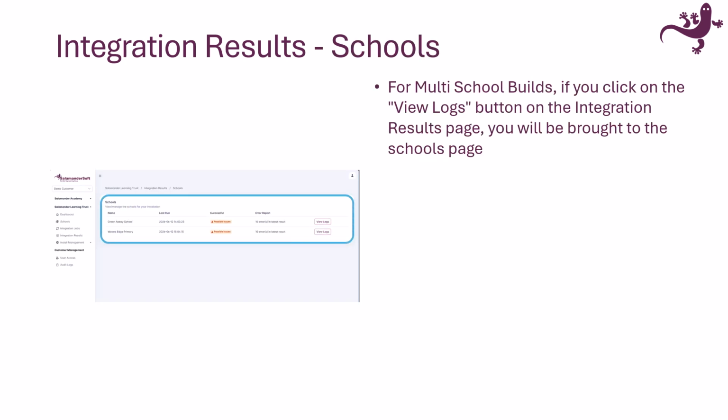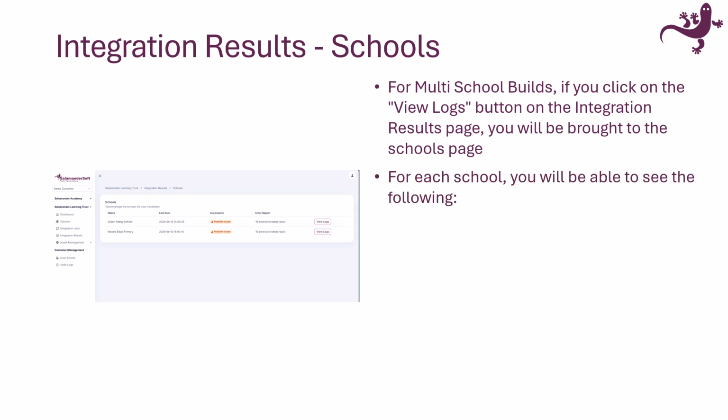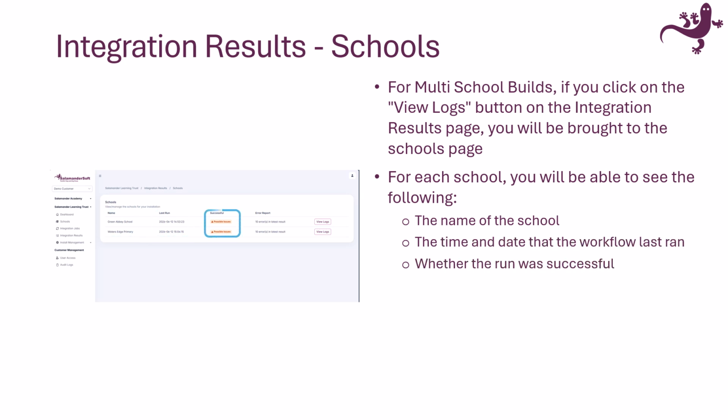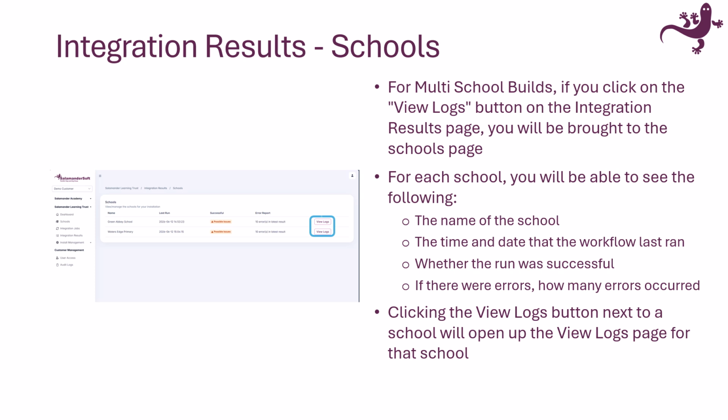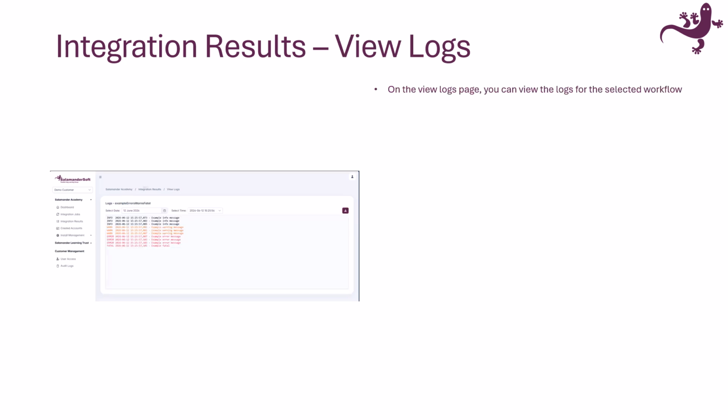For multi-school builds, if you click on the View Logs button on the Integration Results page, you will be brought to the Schools page. For each school, you will be able to see the following: the name of the school, the time and date that the workflow last ran, whether the run was successful, if there were any errors, and if so, how many occurred. Clicking the View Logs button next to a school will open up the View Logs page for that school for the workflow that you previously selected.